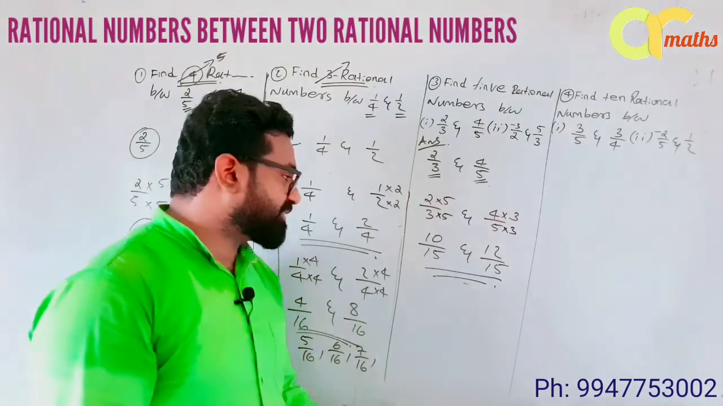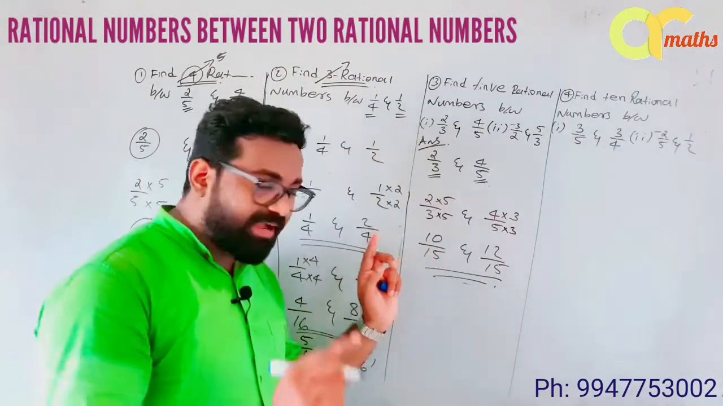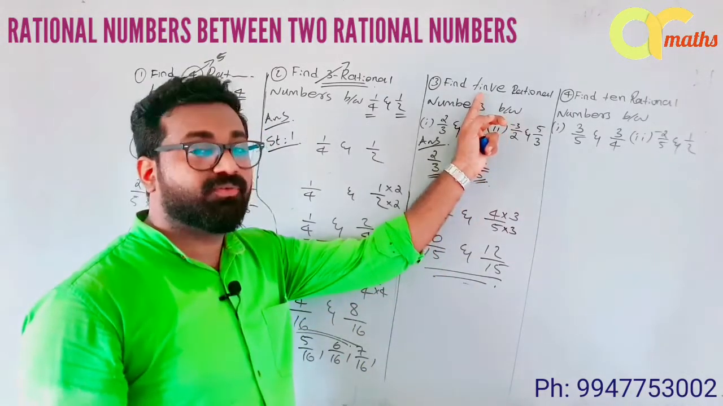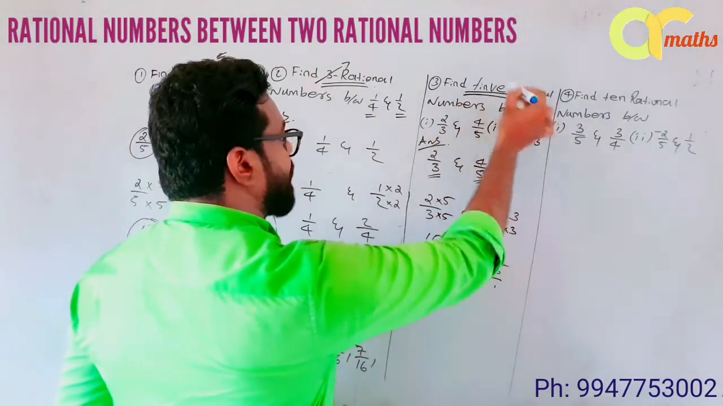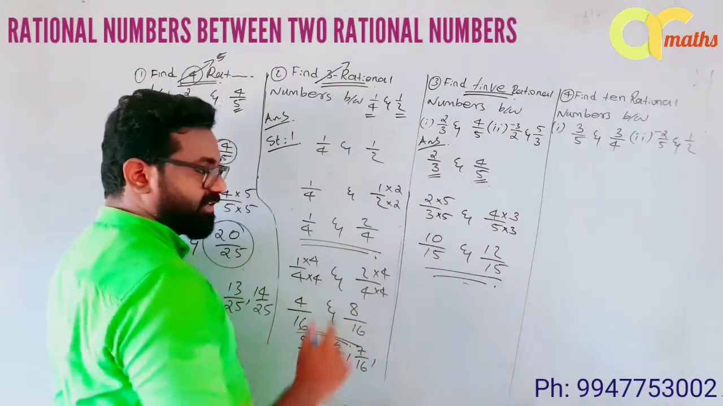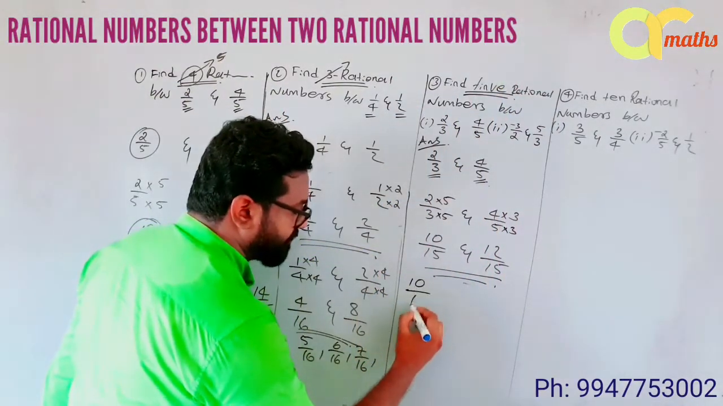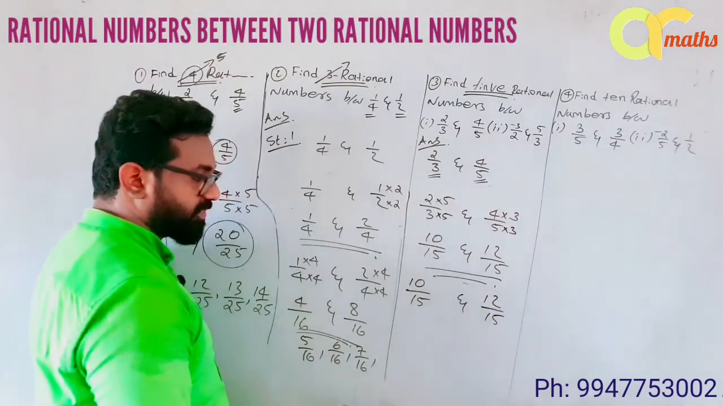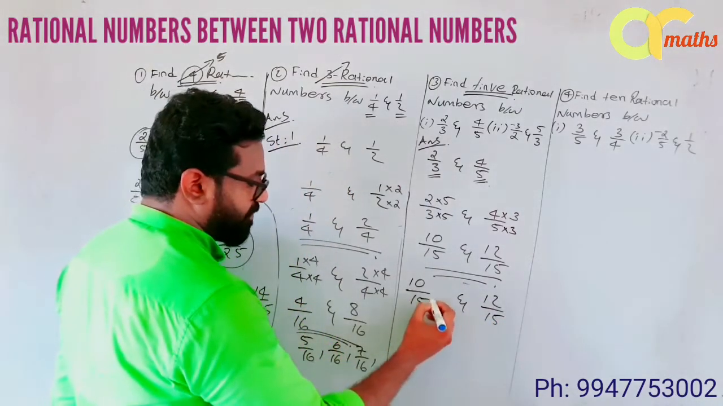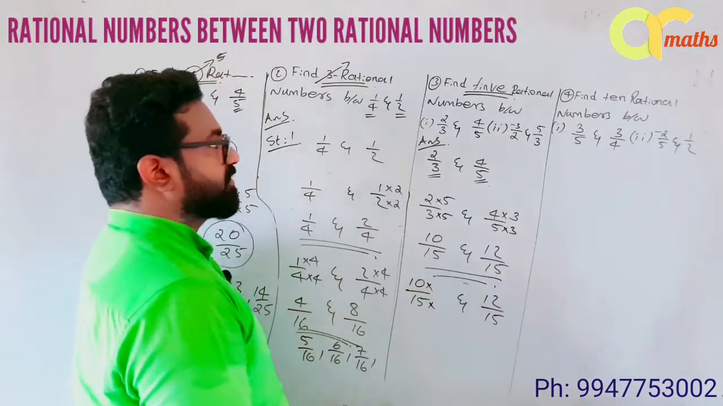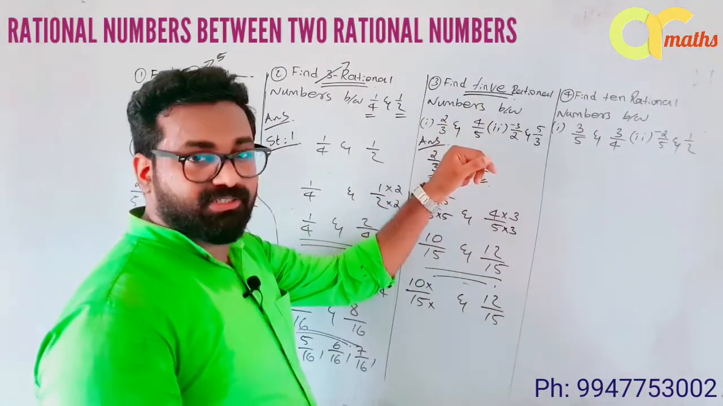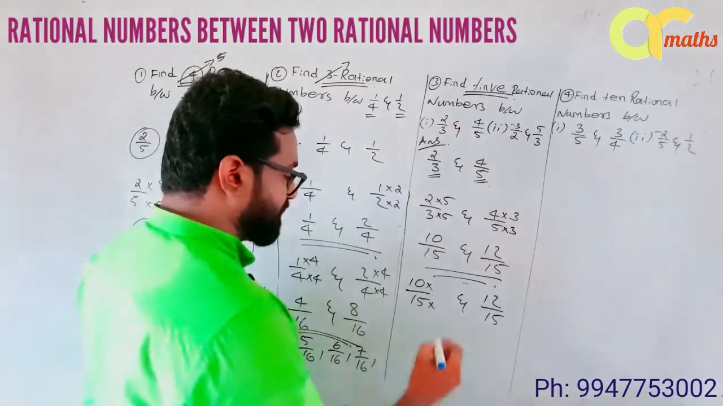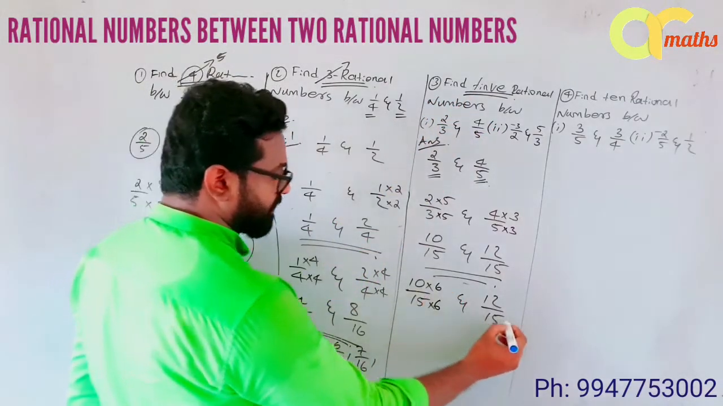So we have to expand these rational numbers by multiplying by the next number of 5. We have to expand 10 by 15 and 12 by 15. Just multiply by which number? We want 5 numbers. So just multiply by the next number of 5: 6. Here also 6.